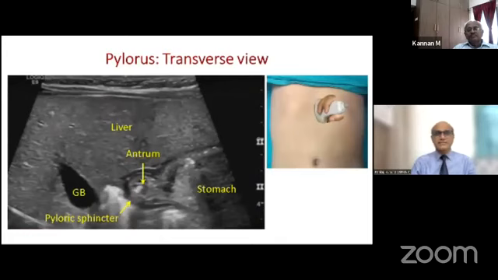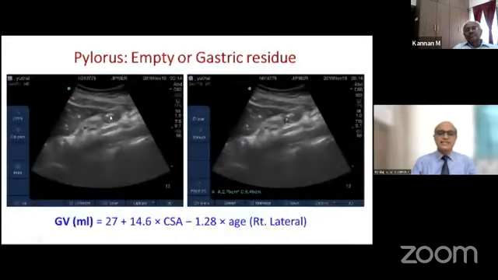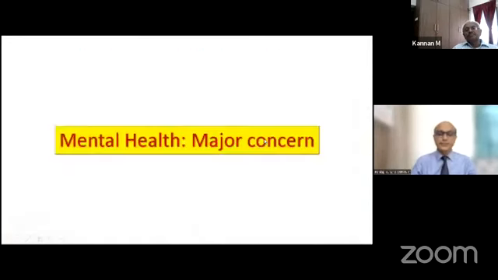You look at the antrum and you will find if it is full or if it is collapsed. If you can make it out with the help of a gastric ultrasound done at the bedside, most of your dilemmas would be answered. So this is how a child's antrum looks when it is empty. It is completely collapsed here. Here also it is completely collapsed. And the gastric residual volume can be measured by the formula given here.